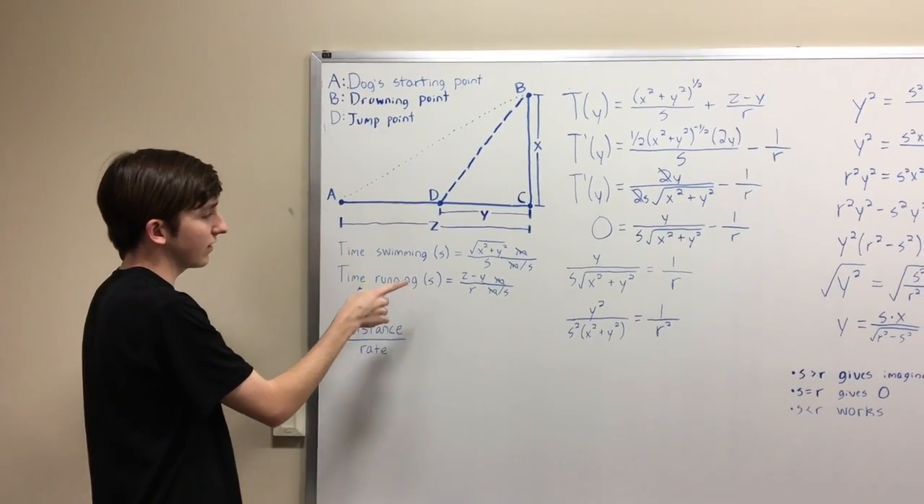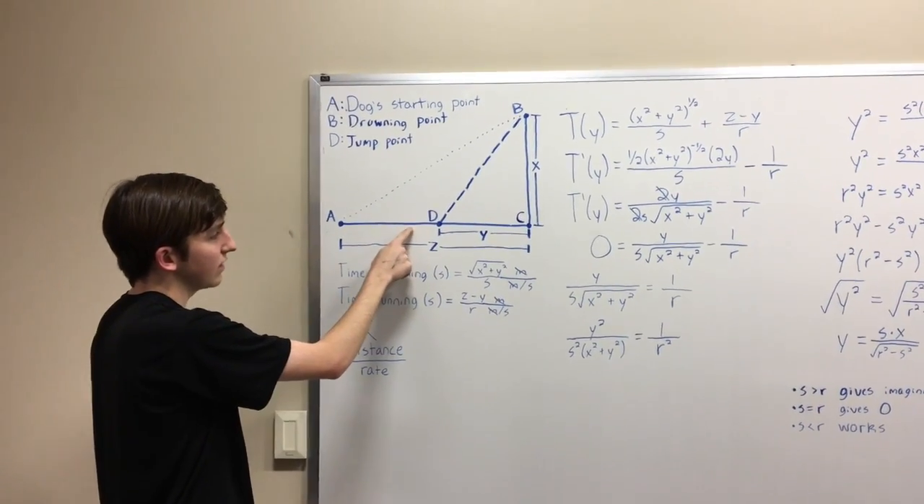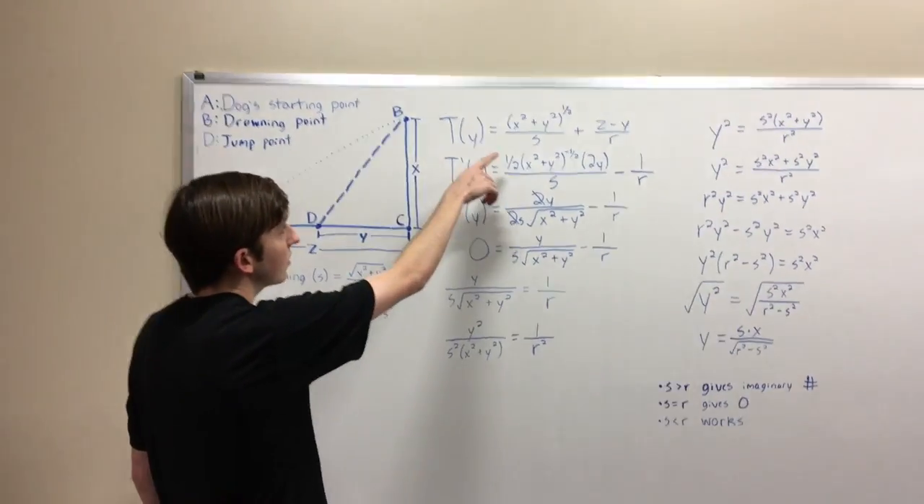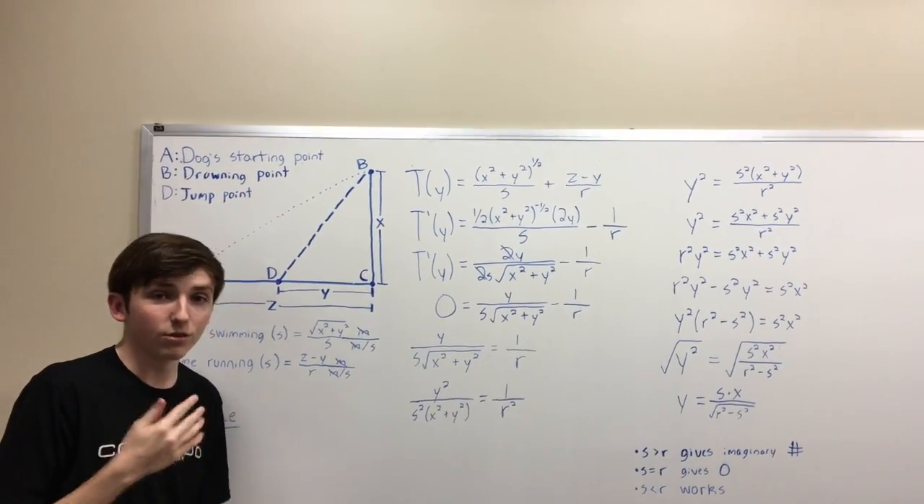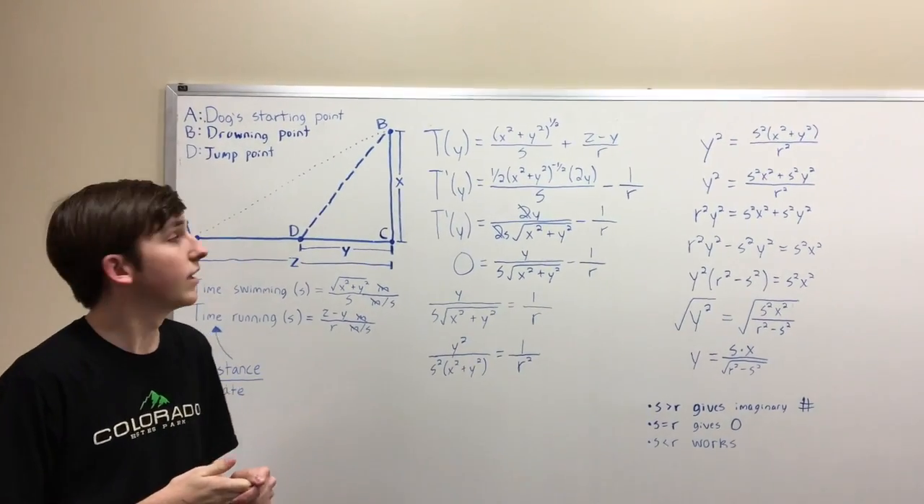Same for the time running. It's again distance over rate, which is z minus y, the distance from A to D, which is how long she ran for, over r. So we put both of those together into the equation, which equals t of y. From there, we can then take the derivative, which will eventually help us find the minimum value for y.